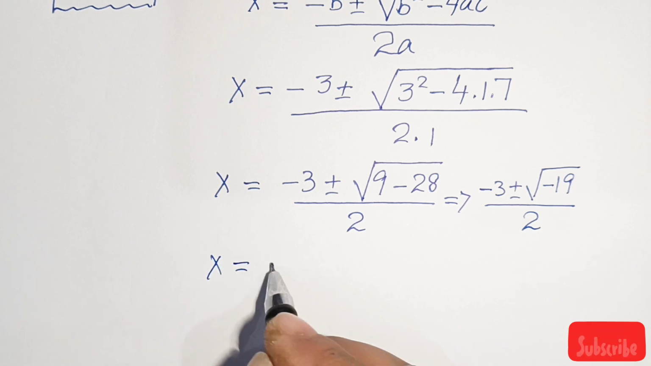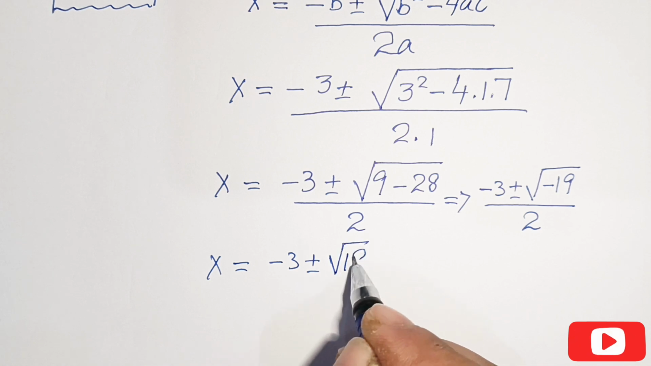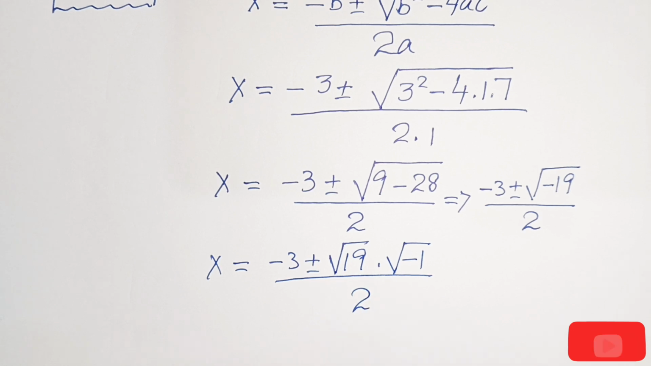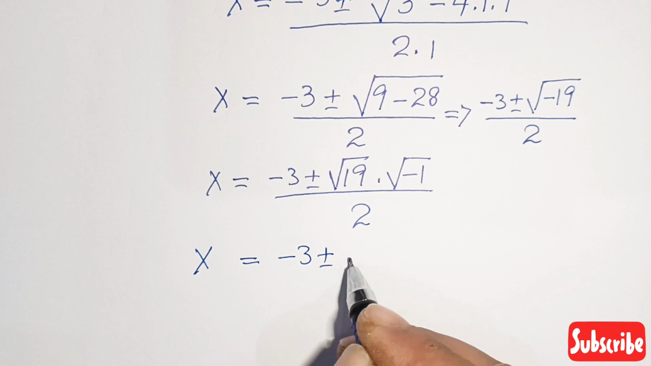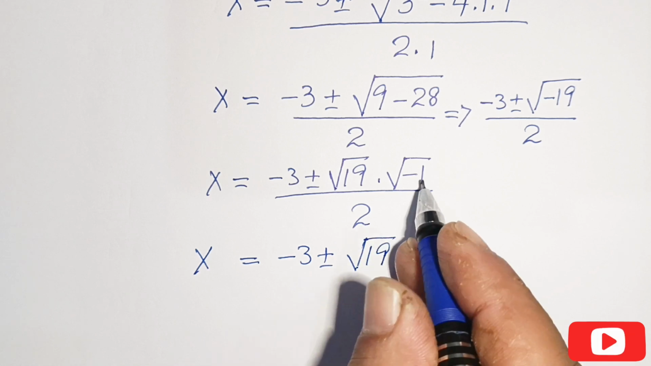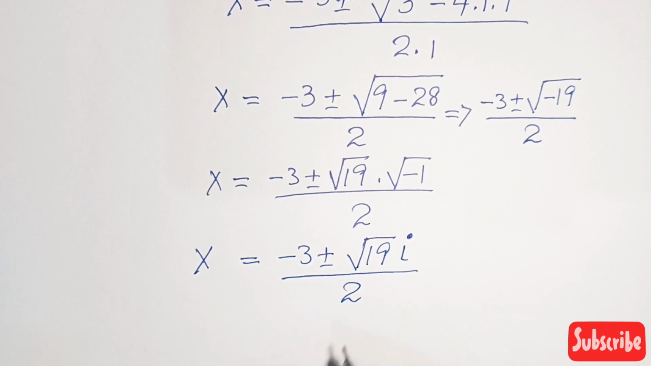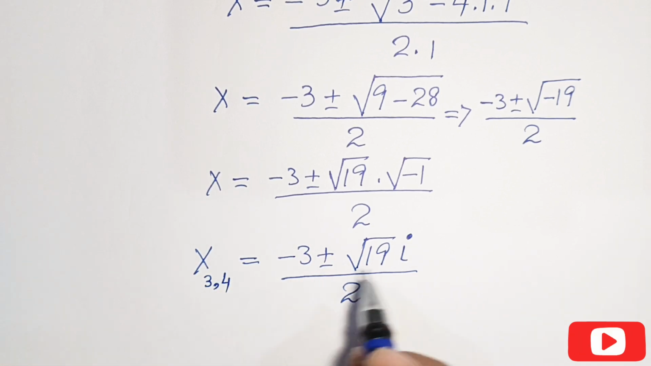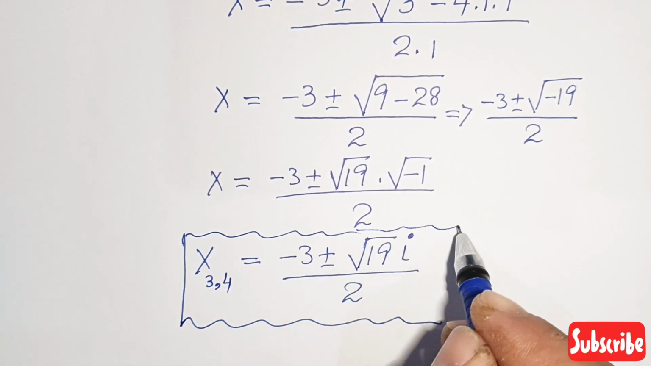So now x is equal to minus 3 plus minus, this square root of minus 19 can be written as square root of 19 times square root of minus 1 all over 2. So here we have the final value of x, which will be minus 3 plus minus square root of 19 times i, where square root of minus 1 is equal to i, which is iota, all over 2. So these are our two values of x. Let's say it is x3 and x4, and which is a complex value. So here we get our final answer.